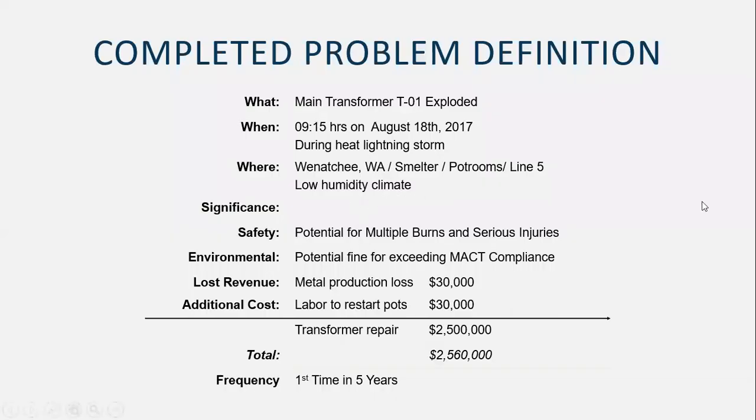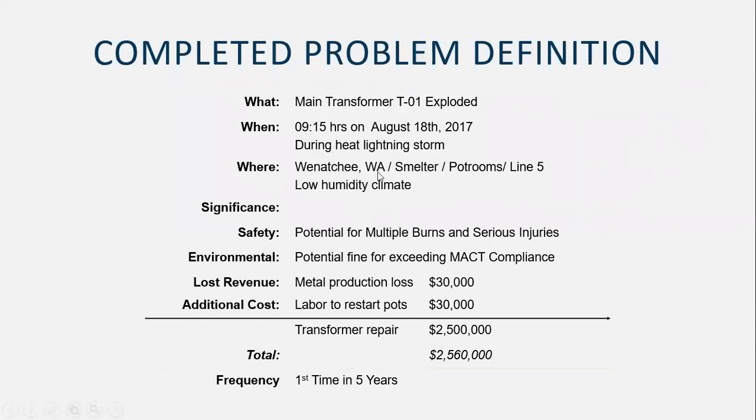This is an example of a properly defined problem. The what, in this case, we defined it as main transformer T01 exploded. When? 9:15 hours on August 18th, 2017. That's our chronological when. We can also have a relative when. What was happening at the time? It was during a heat lightning storm. Our where, we want to start with the macro and drill down to the detail.